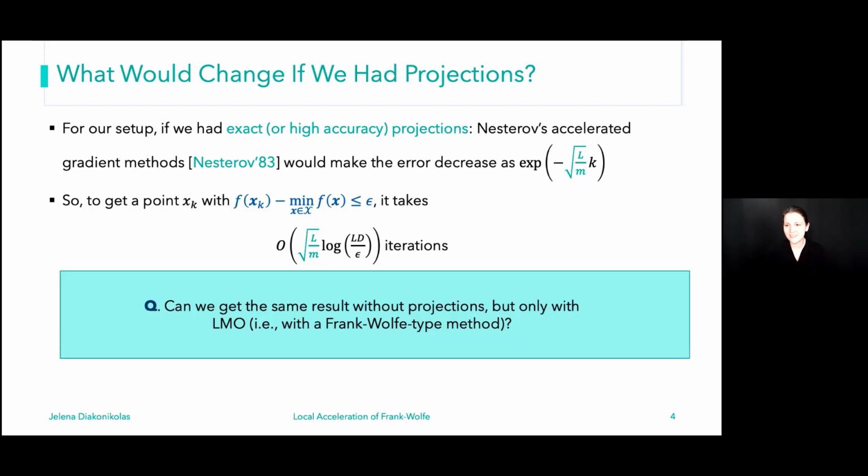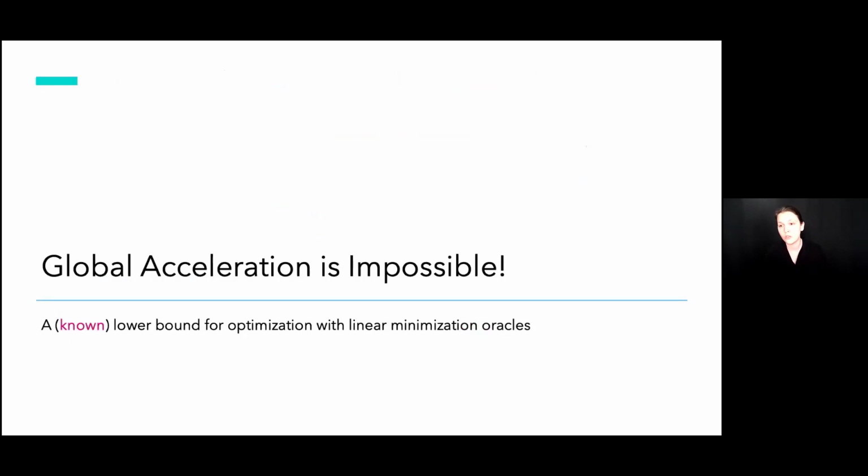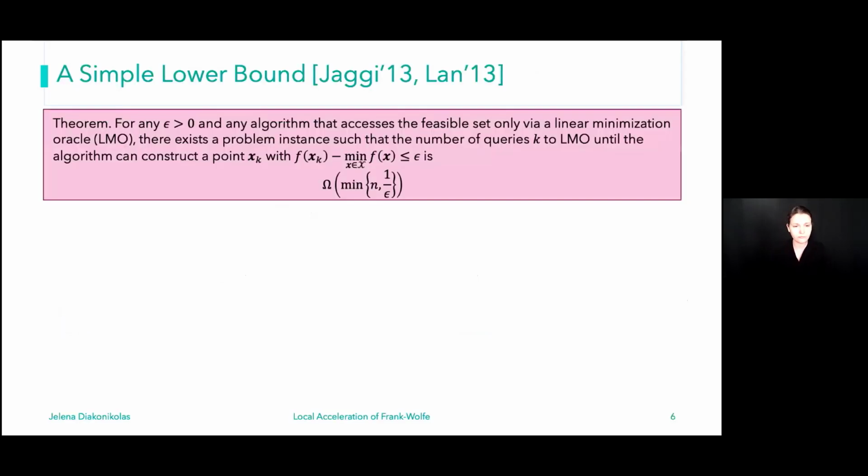And the answer is kind of, it depends, yes and no. In the worst case, no, you cannot, and global acceleration is impossible. There is a known lower bound I'll go over quickly that tells us that if you're only relying on a linear minimization oracle to access the polytope, then there's a very nice function you can try to minimize, but the number of queries it would take you to get to optimality gap epsilon is the minimum of the dimension and 1 over epsilon.